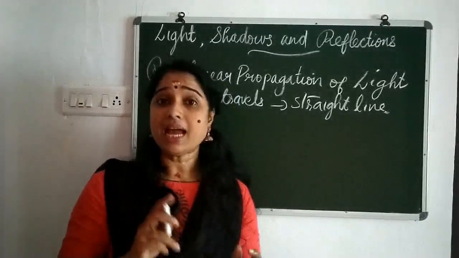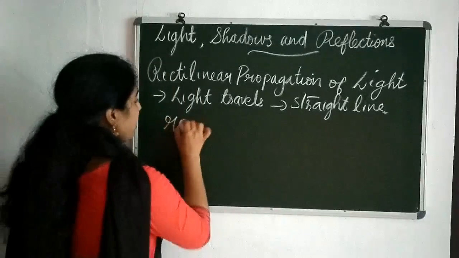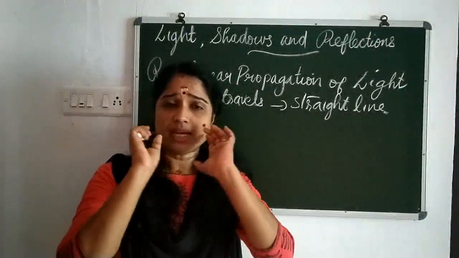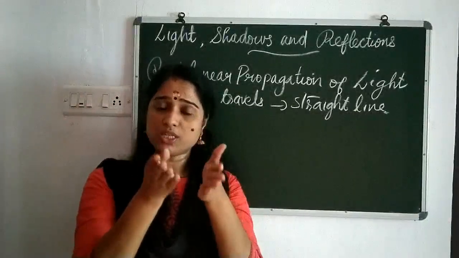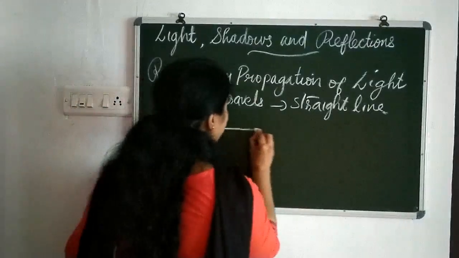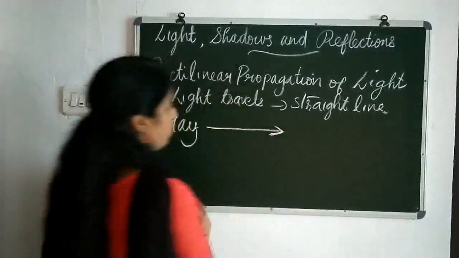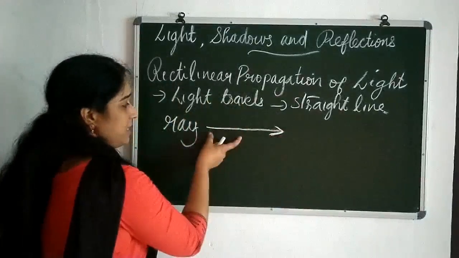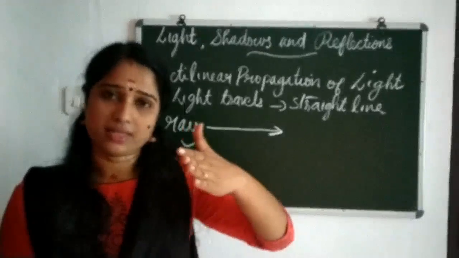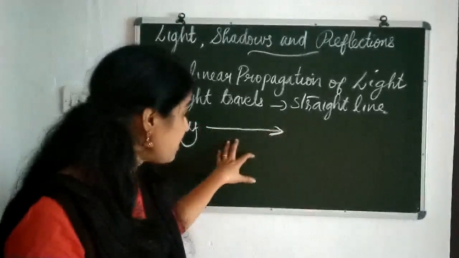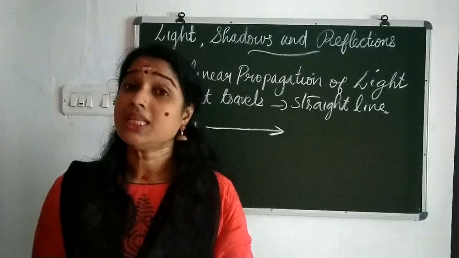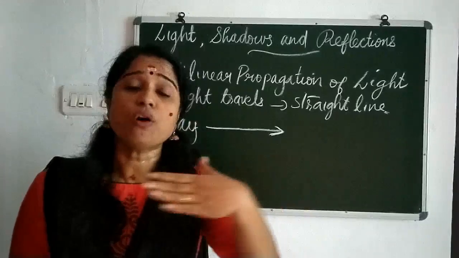And the path of light is known as what? Ray. We should say ray of light, we can say Surya Rashmika. Likewise, we can always call it a ray of light. And it is represented like this. Arrow. A straight line and the arrow. This is known as the ray of light. Clear? It is always represented by a straight line and an arrow. And what's the meaning of this arrow? This arrow represents the path of the light.